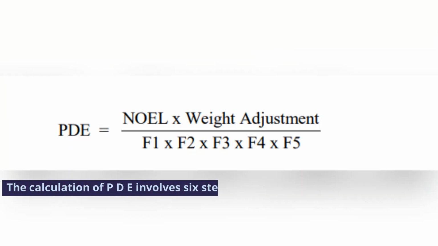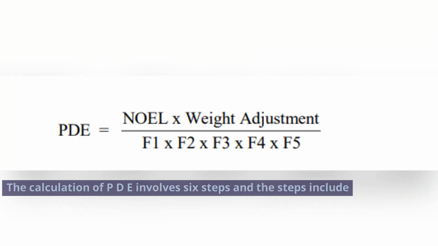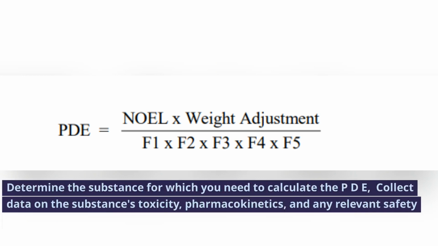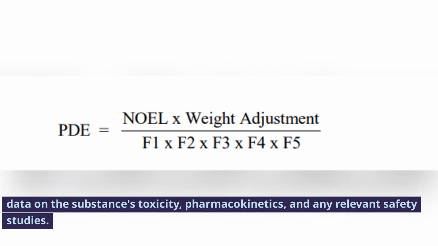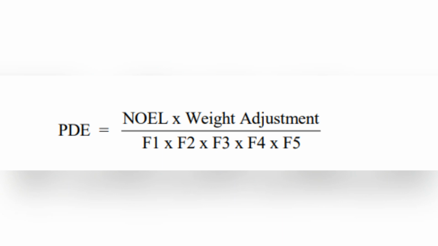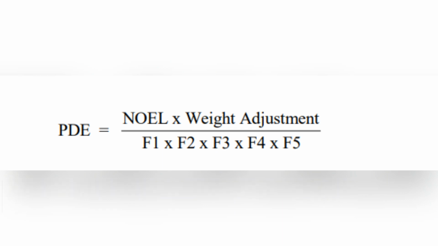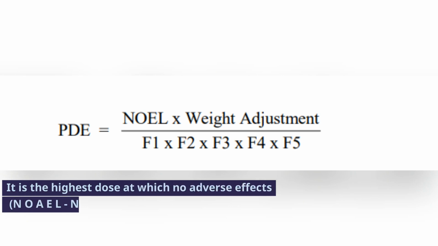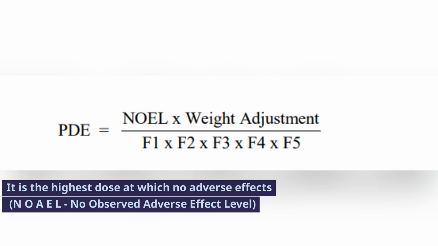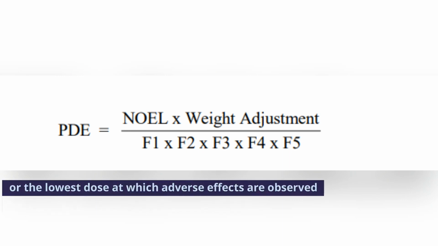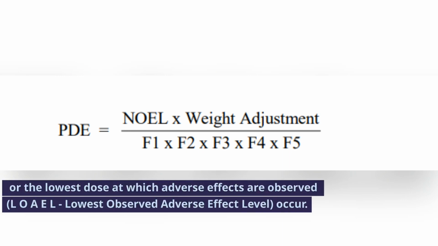The calculation of PDE involves 6 steps, and the steps include: determine the substance for which you need to calculate the PDE, collect data on the substance's toxicity, pharmacokinetics, and any relevant safety studies. The reference dose is often derived from toxicological studies. It is the highest dose at which no adverse effects occur, NOAEL, no observed adverse effect level, or the lowest dose at which adverse effects are observed, LOAEL, lowest observed adverse effect level.